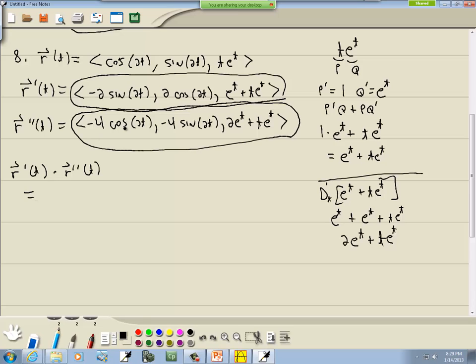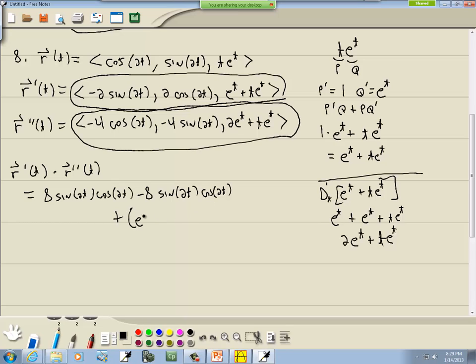Now remember the dot product, we multiply what's in front of your, well actually there's no I here, but this is implied I, J, K. So we multiply our first parts together. So negative 2 times negative 4 gives us 8 sine and cosine. So we've got sine 2t, cosine 2t. And multiply our second parts together. 2 times negative 4 is negative 8, and then we've got a sine and cosine again. So we've got sine 2t, cosine 2t. And then multiply these two together.